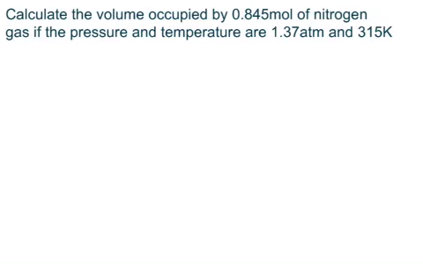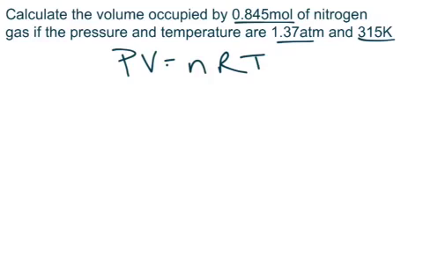Okay, so first example from the chapter, PV = nRT. We've got moles. It does not matter that it's nitrogen gas because it's already in moles, so we don't need to do a conversion. We have atmospheres, and it's already in Kelvin, so again, we don't have to do anything extra.